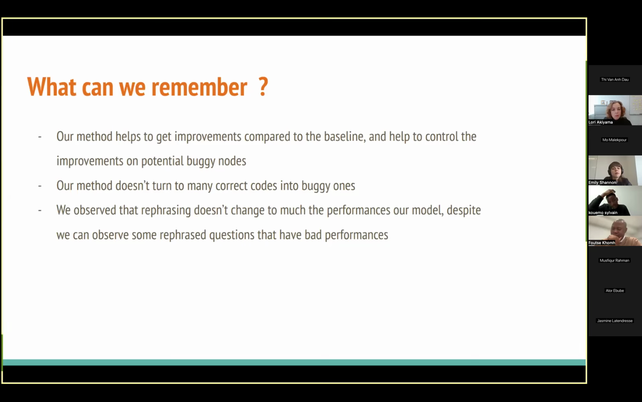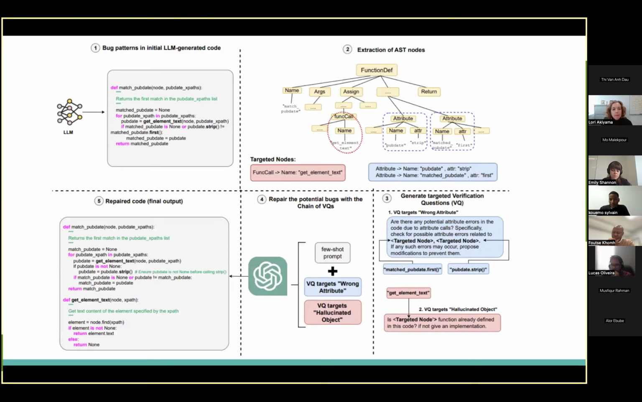So what can we remember from this study? Our method helps to get improvements compared to the baseline and helps to control the improvements on potentially buggy code. Our method doesn't turn many codes into buggy ones, and we observe that rephrasing doesn't really affect the performances of our approach. Thank you.